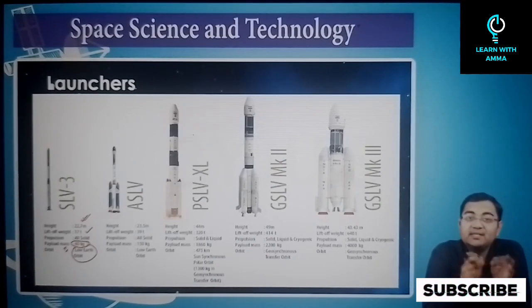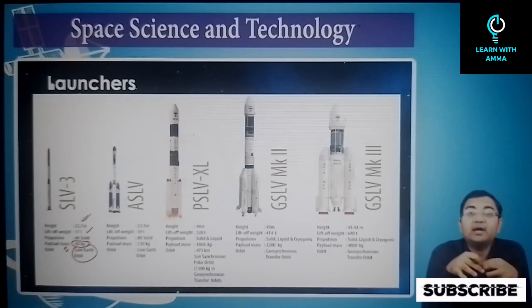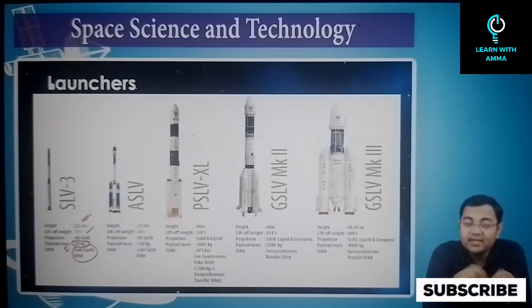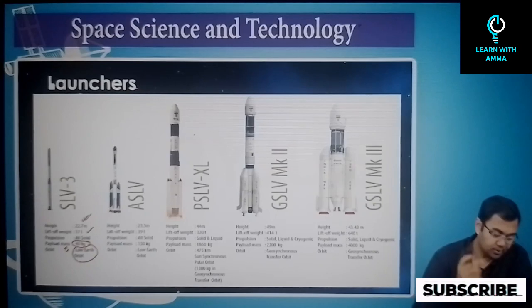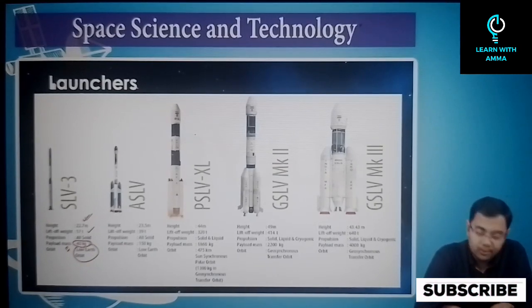But the silver lining is that this was the first launch vehicle. This is where we started to build our own infrastructure, our own capacity to launch a satellite. So this was SLV3, our very first launch vehicle.